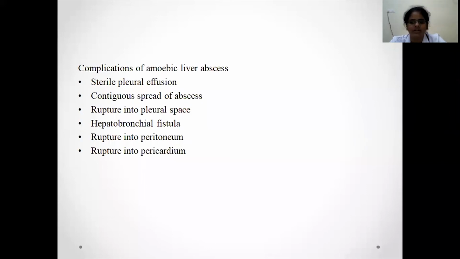Actually, this hepatobronchial fistula carries a good prognosis. Rupture into the pericardium has the worst prognosis. Left lobe abscesses are more prone to rupture into the pericardium. Rupture into the peritoneum can present as an indolent course or it can present as an acute abdomen.